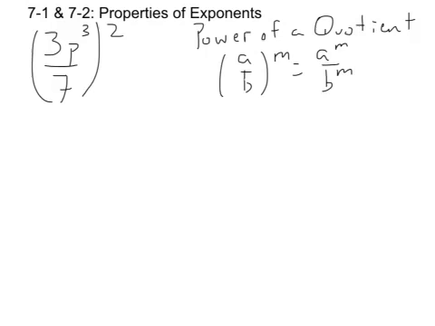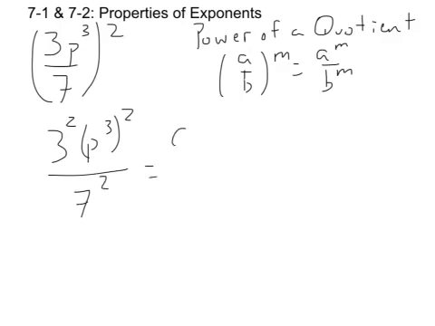Next example on page 399 uses our power of a quotient rule, where we know a over b to the m power equals a to the m over b to the m. So I'm going to take all this junk over here, 3p cubed over 7, all to the second power. So this is the way that I'm going to do that. I'm going to take 3 squared and then p cubed squared over 7 squared.